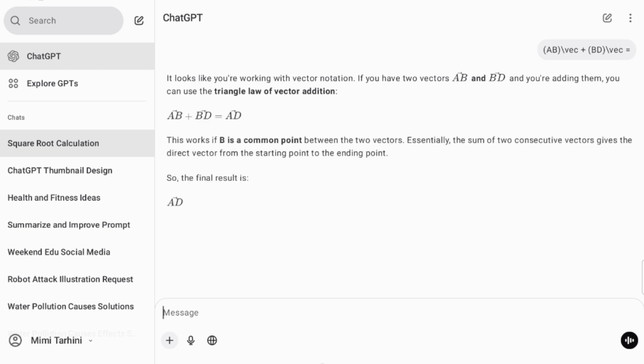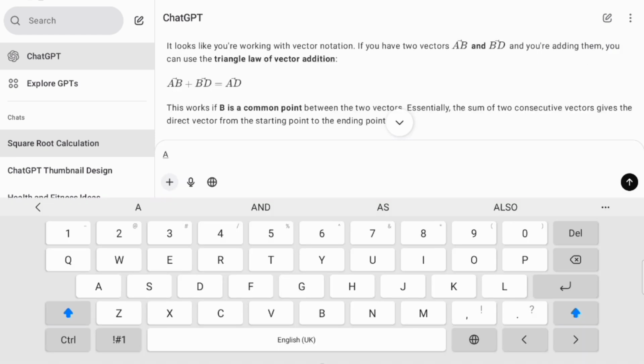And you can subtract vectors, multiply, do anything. Let it solve using the parallelogram rule, for example, and any other rules.